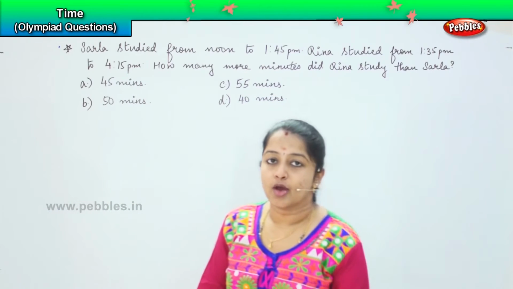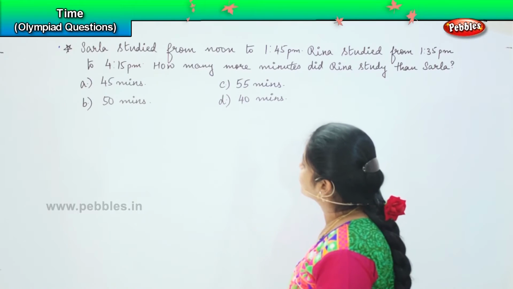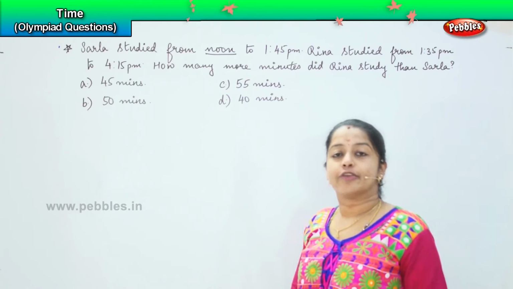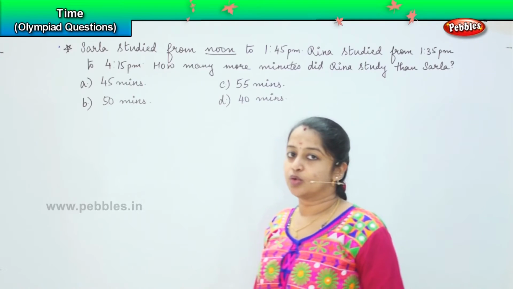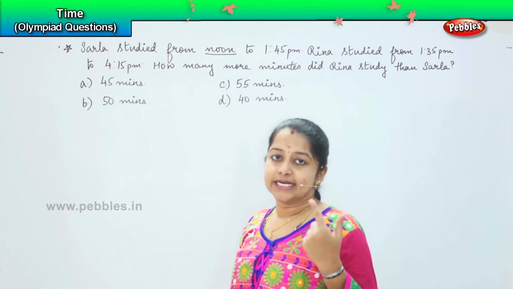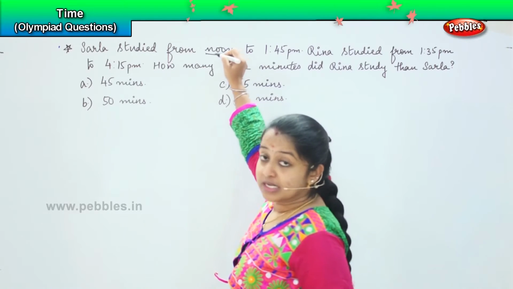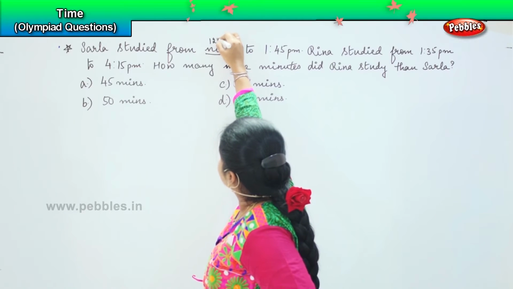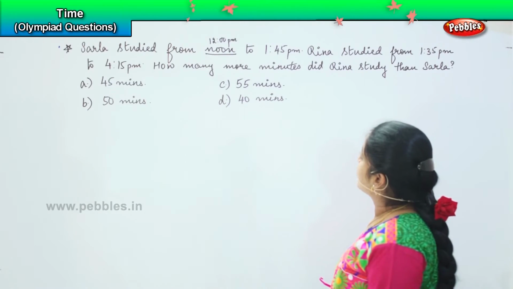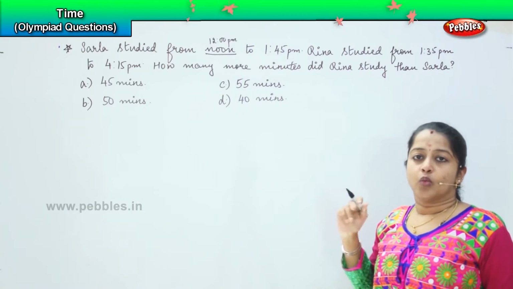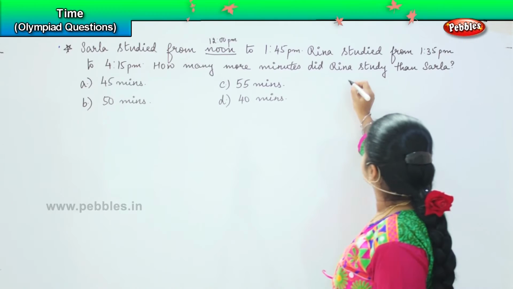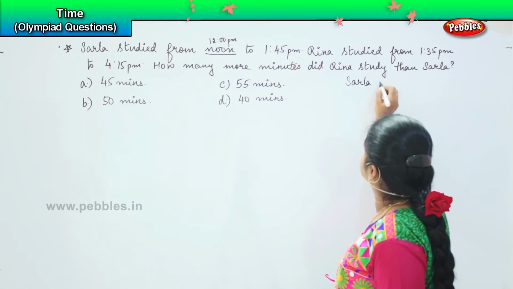Okay, so now here there is a small trick. If you notice, they have written Sarla studied from noon to 1:45 p.m. So if you remember, in the beginning of the class I told you, from 12 o'clock p.m., that is from afternoon, till 12 o'clock midnight, it's considered as p.m., right? So here they have written noon, which means she started studying from 12 p.m. Okay, so now first we will find out what is the duration which Sarla studied and what is the duration which Reena studied. Okay, so now let us first calculate for Sarla.